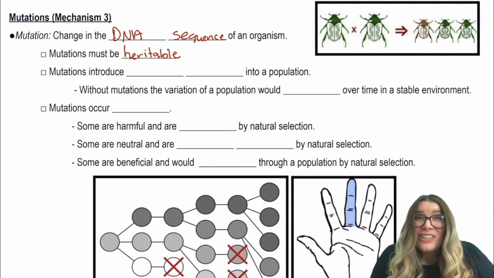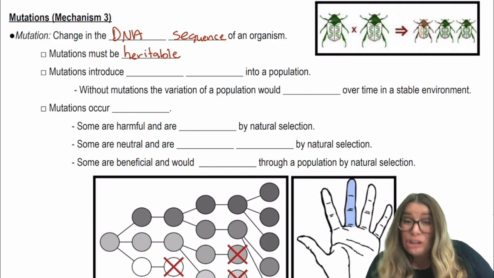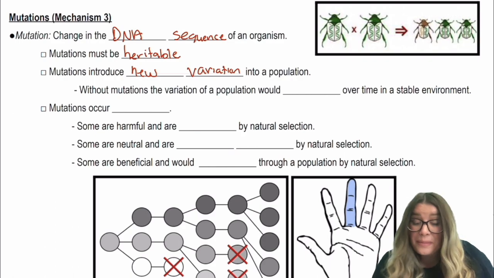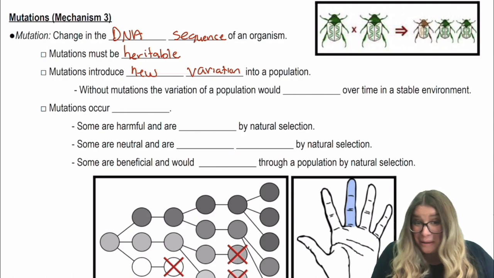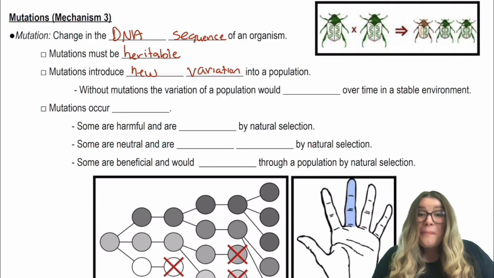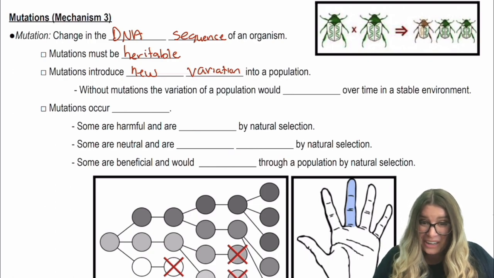Next, mutations are going to be one of the main ways that we introduce new variation into a population. Now, with previous mechanisms of evolution, we've talked about variation. We talked about variation in natural selection. It was the V in VISTA, but that's variation that already exists in a population. Mutations give us new variation that may not have existed before.